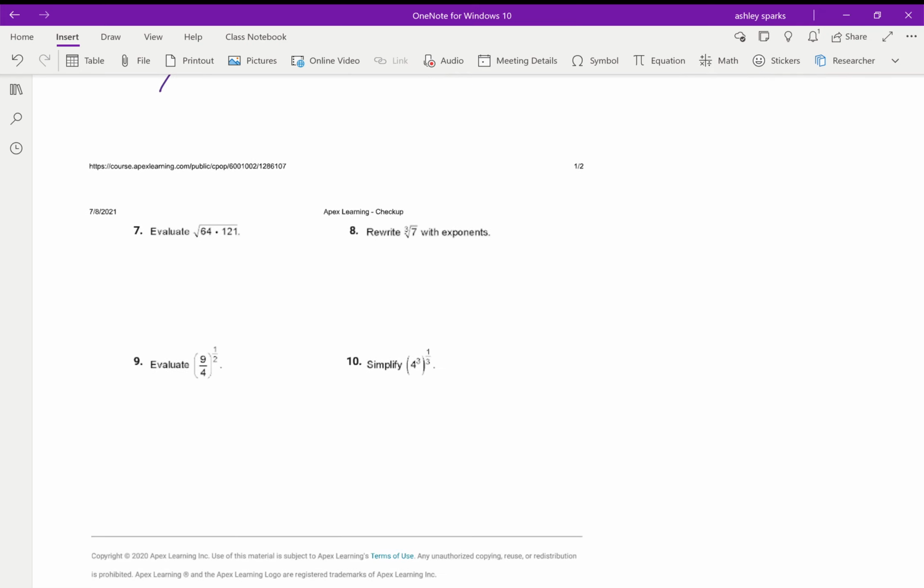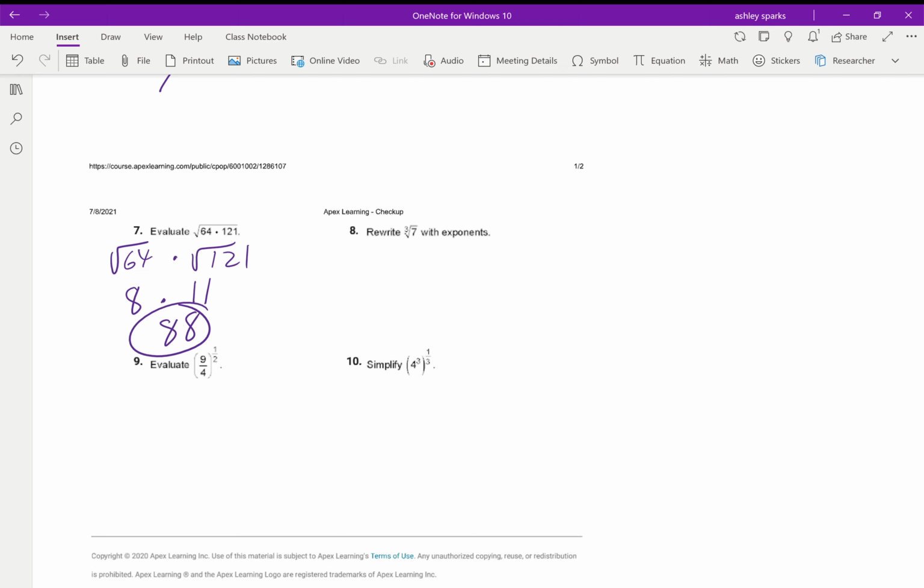Okay? Other things we can do, when we have two numbers being multiplied together in a square root, we can actually break them up. So I could do the square root of 64 times the square root of 121. That way it's two separate problems. It's a little bit easier to manage. I know that the square root of 64, I could put in a calculator, or it's 8, times the square root of 121. That would be 11. So my answer here is 88.